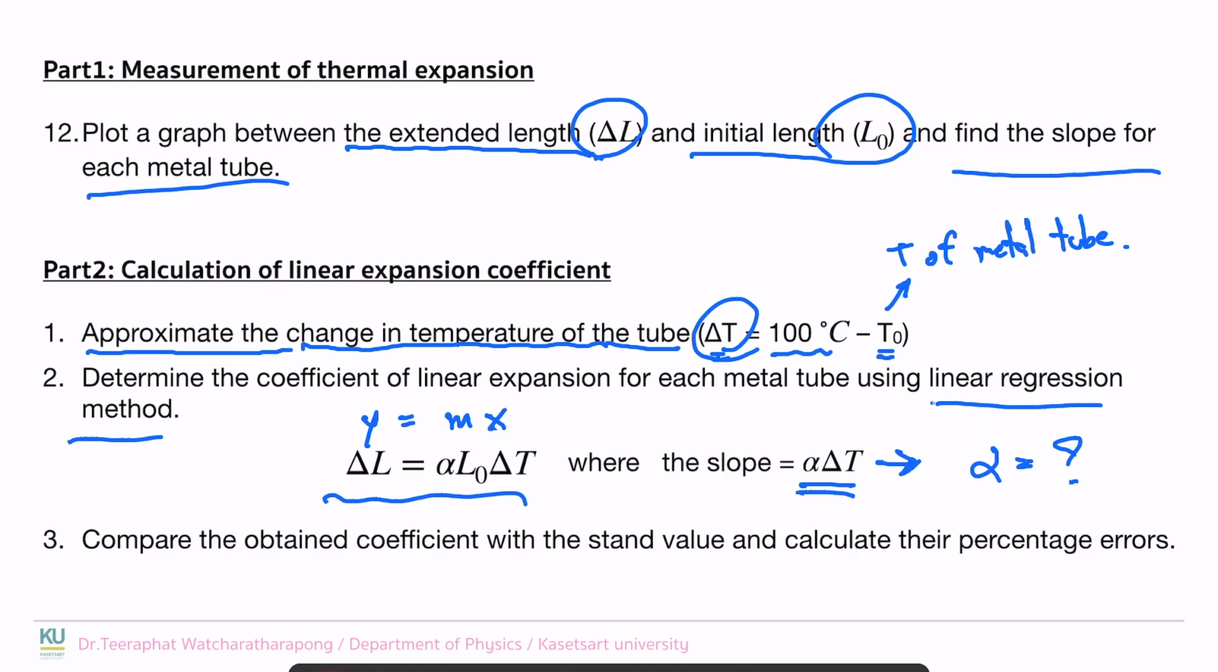And the last step is to compare the obtained coefficient with the standard value and calculate their percentage errors. And that's all for this experiment number 9.